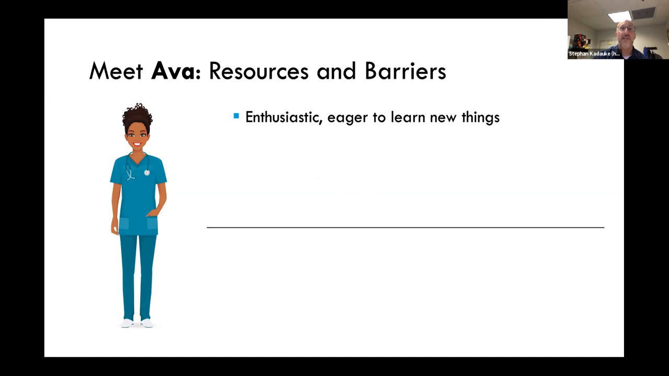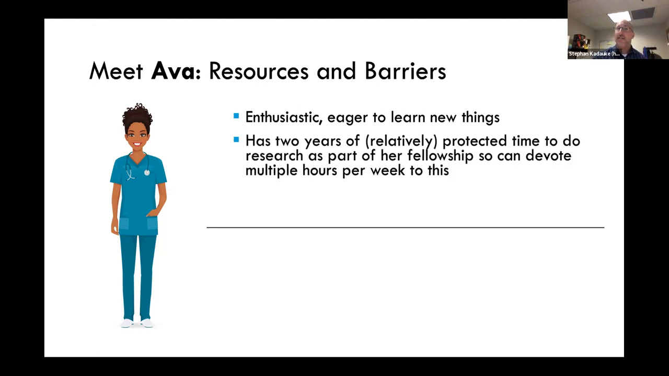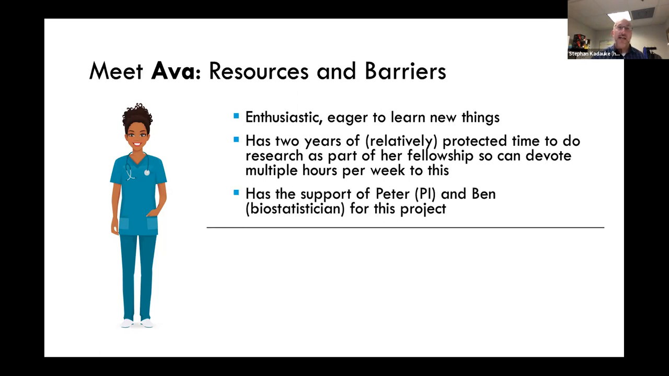So here are some resources and barriers that I would consider for her. Ava is enthusiastic. She's eager to learn new things. And she now has 2 years coming up of relatively protected time to do research as part of a fellowship. So she can devote multiple hours per week to learning and doing this kind of work. And she has the support of Peter, the PI, and Ben, the biostatistician for this project.